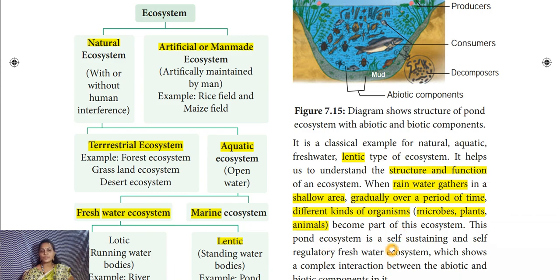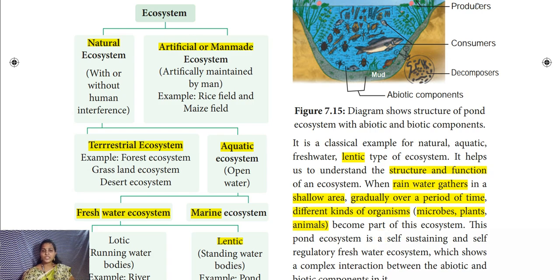So this pond ecosystem is a self-sustaining and self-regulatory freshwater ecosystem. So what it will do, it will maintain the ecological balance over there. So what is meant by ecological balance? The maintaining of organisms in the aquatic region. Okay. And whatever food, whatever nutrients are needed by the organisms, that will be balanced by means of the cyclic process. Okay, so it maintains everything itself. So naturally this pond ecosystem has been created, and other organisms are also created in this pond ecosystem, and everything is maintained by this pond ecosystem. Okay.